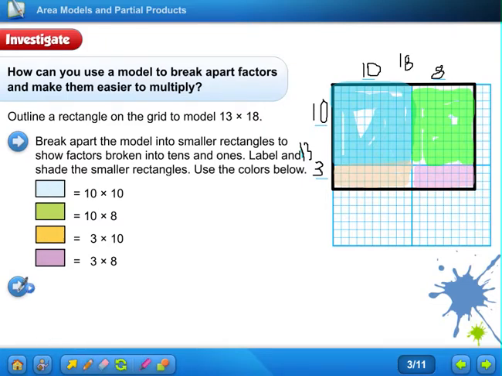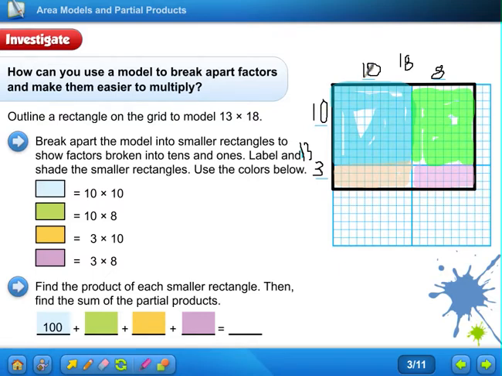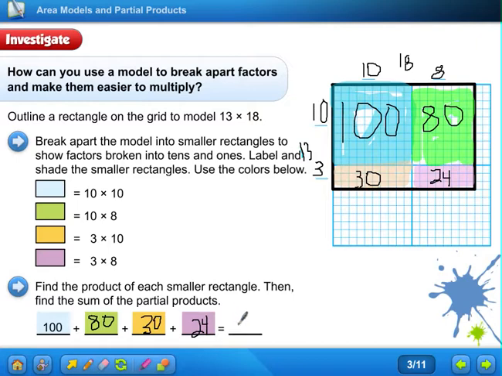All right, now that you've done that, we're going to start multiplying them. 10 times 10. How many little boxes are in that section? It'll be 10 times 10, which would be 100. 10 times 8 is how many boxes are in this section, which would be 80. 3 times 10 is how many boxes are in this section, which is 30. 3 times 8 is this section right here, and that would be 24. So I'm going to fill it in right here: 80, 30, and 24. And then we're going to add it up.